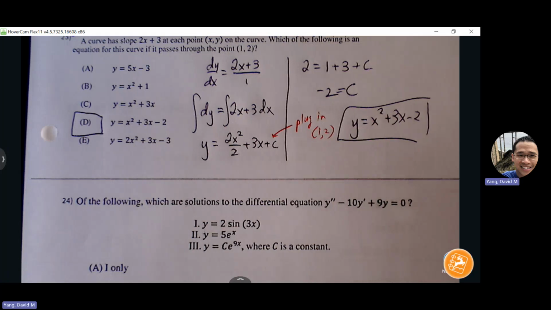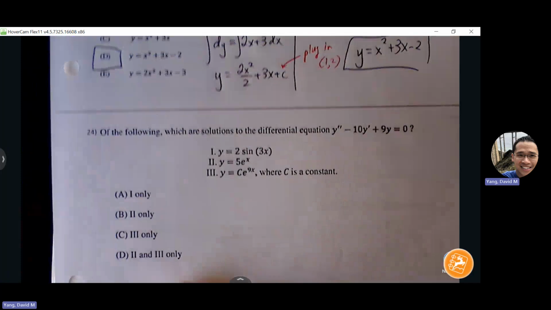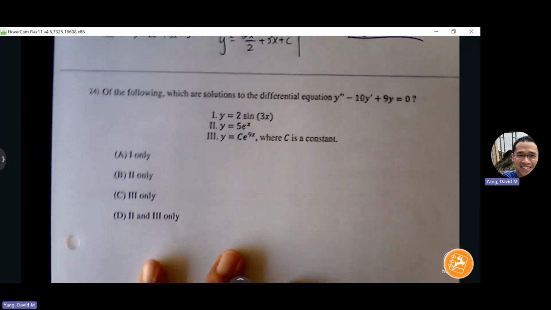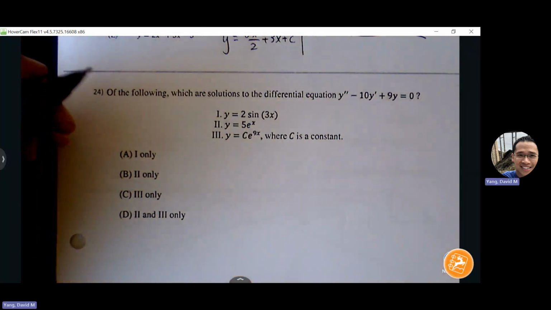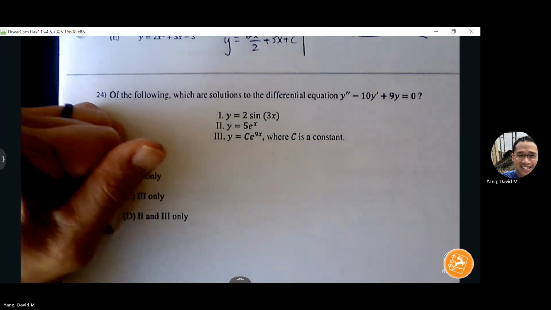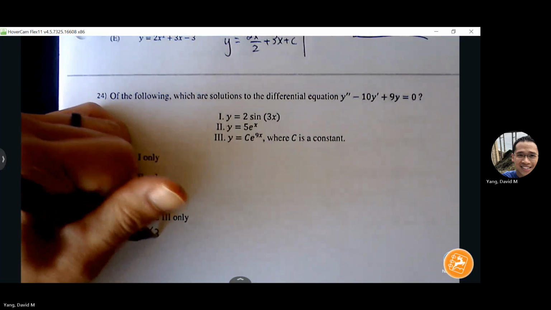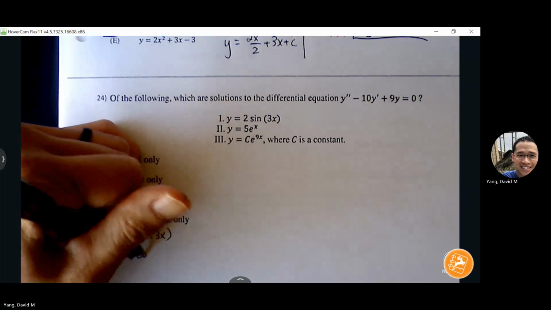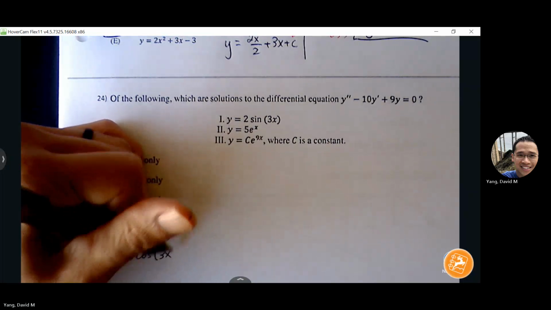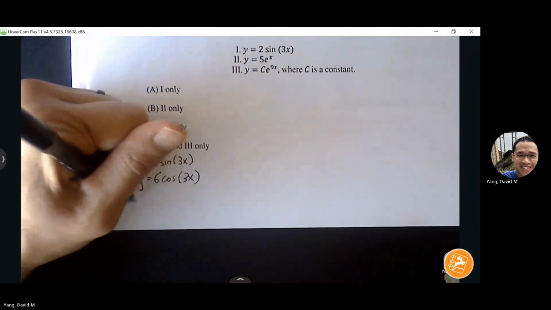Number 24 is a little bit tedious. We have to find each of the derivatives and then see which one can fit into the solution set. But it's a good chance for us to practice all of our derivative rules.